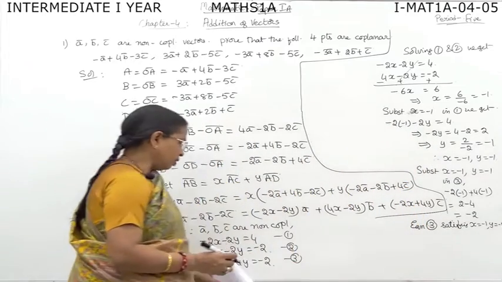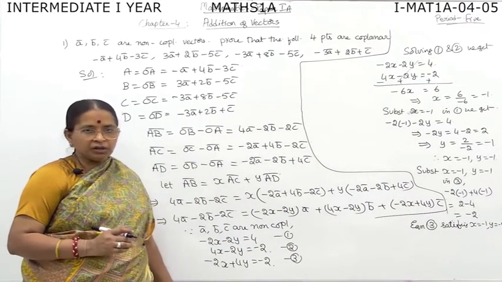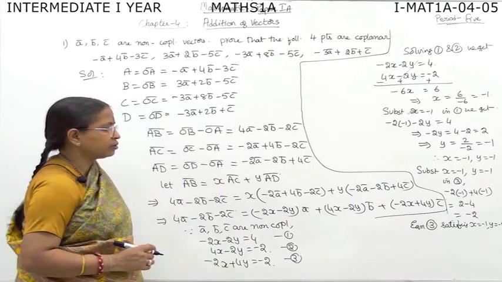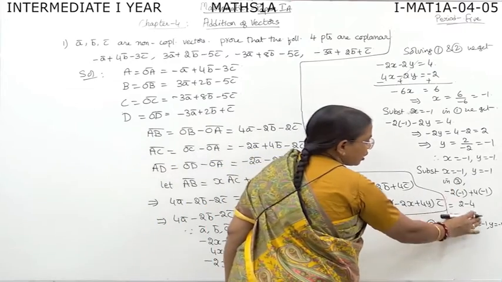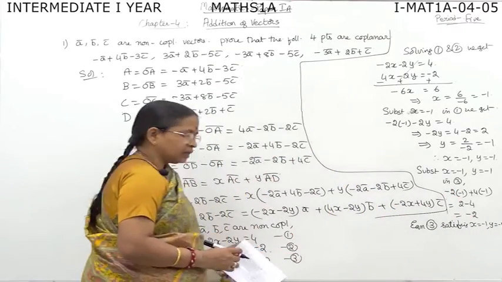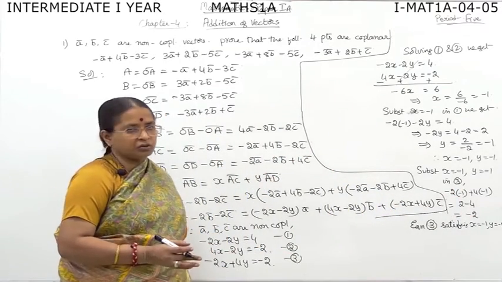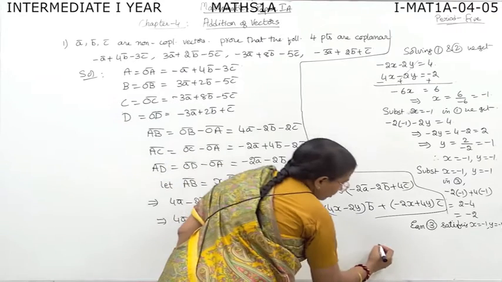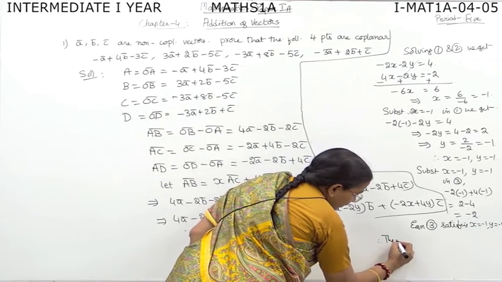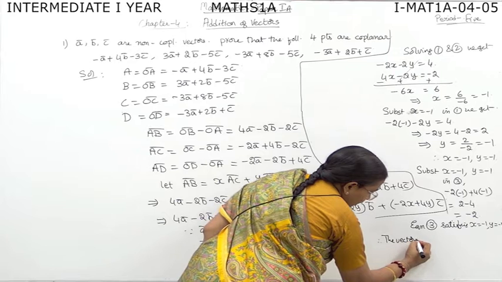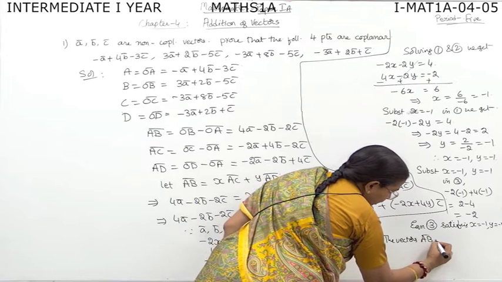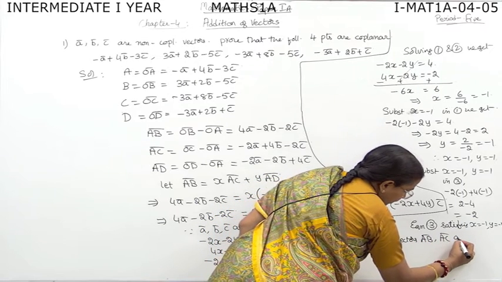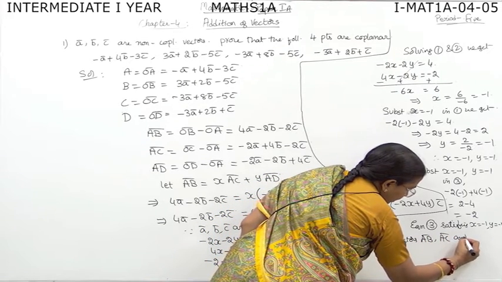So that means all the three equations have a unique solution. If the third equation is not satisfied, then it means that the three equations have no solution. Because here they have a solution, they are coplanar. So therefore, the vectors AB, AC, AD are coplanar.